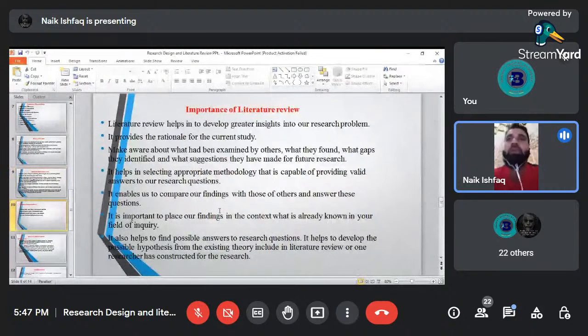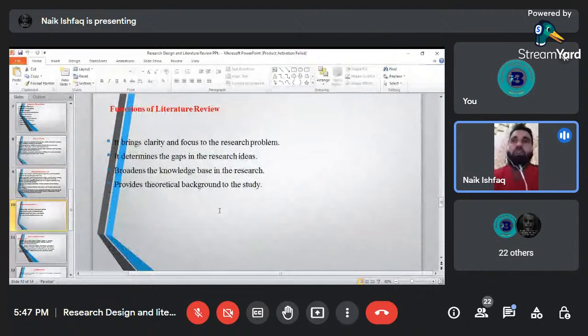Functions of the literature review: it brings clarity and focus to the research problem. When a researcher chooses a research problem and reads the literature, different papers, different theses, he gets clarity about his own research problem, about his own topic.